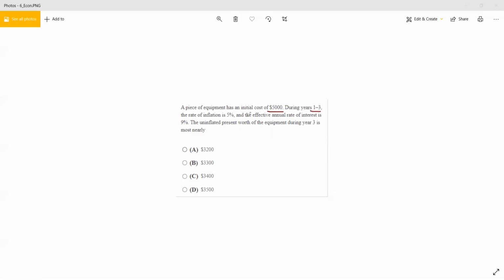Okay, we have a piece of equipment with an initial cost of this. During years 1 through 3, the rate of inflation is 5%, and the effective annual interest rate is 9%. The uninflated present worth during year 3 is what? Cool, guys, we got inflation. What should we do with inflation? What are you thinking?